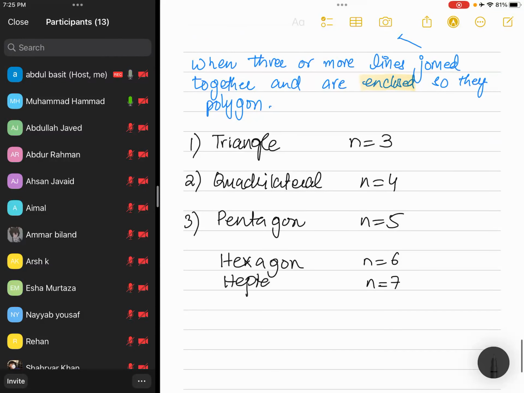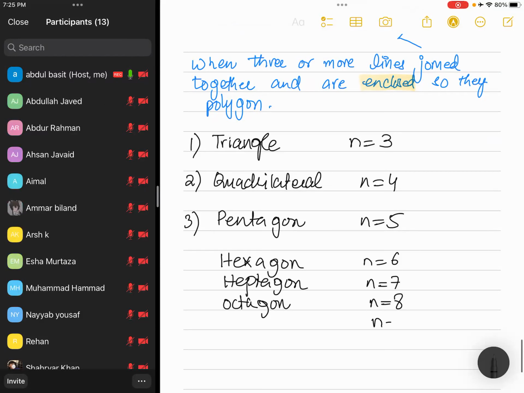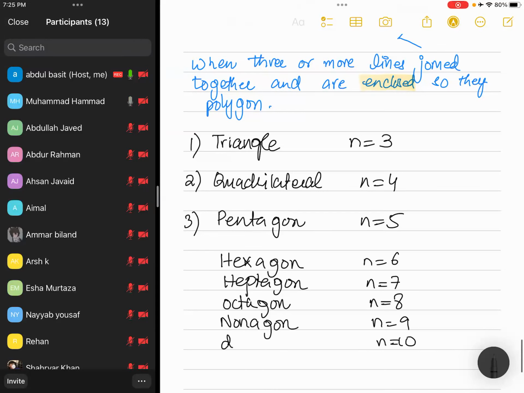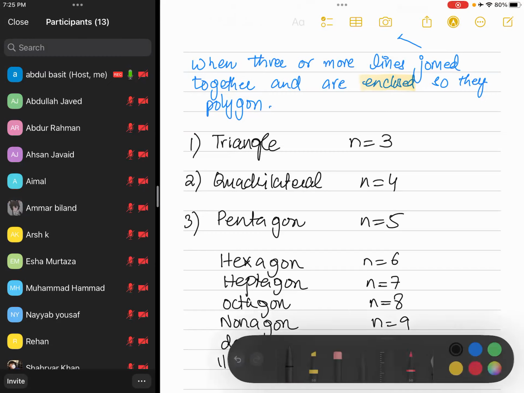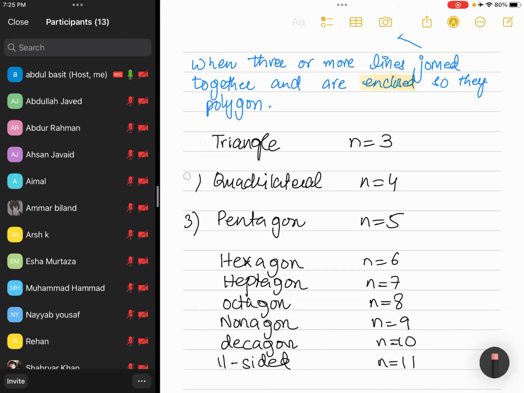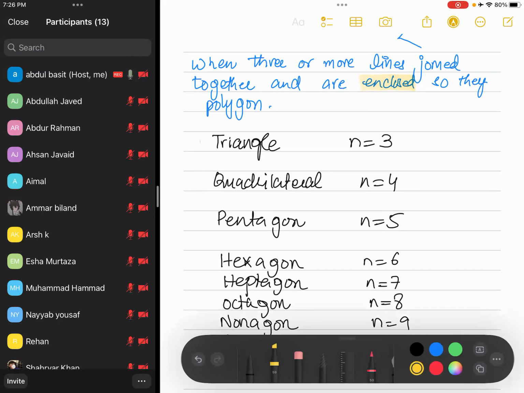Heptagon. N is equal to 8 is octagon. N is equal to 9 is nonagon. N is equal to 10 is decagon. After that, n is equal to 11 is called an 11-sided polygon. So these are the names of the polygons. This is very much important: they must be enclosed.